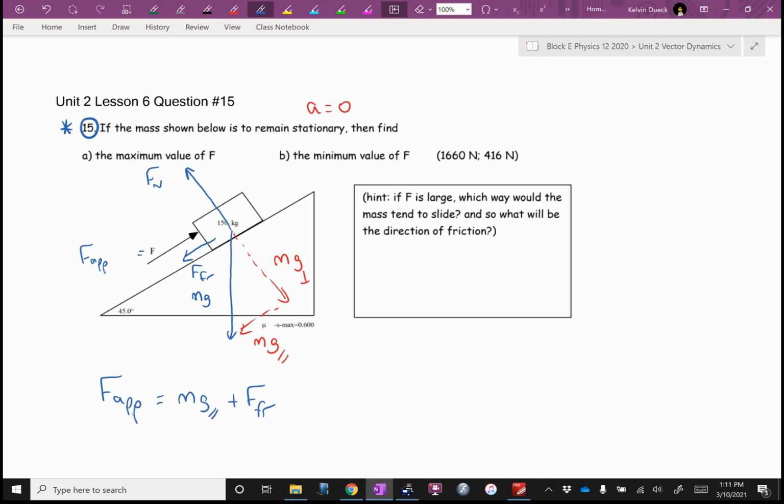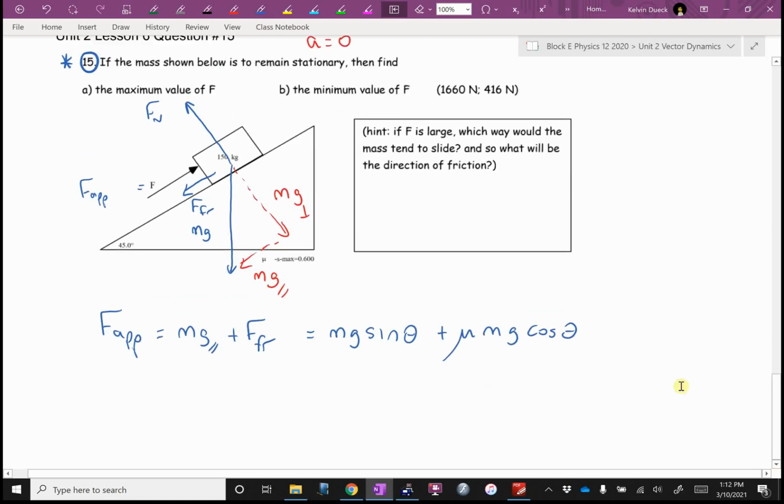Now we just got to crunch the numbers. mg parallel, mg two lines, is going to be sine theta plus friction, which is mu times the normal force. I don't know the normal force. Oh, but look. I know another force the same size as the normal force. It's mg perpendicular. Perpendicular, of course it is. And so that's where that 1660 comes from. Let's actually crunch the numbers.